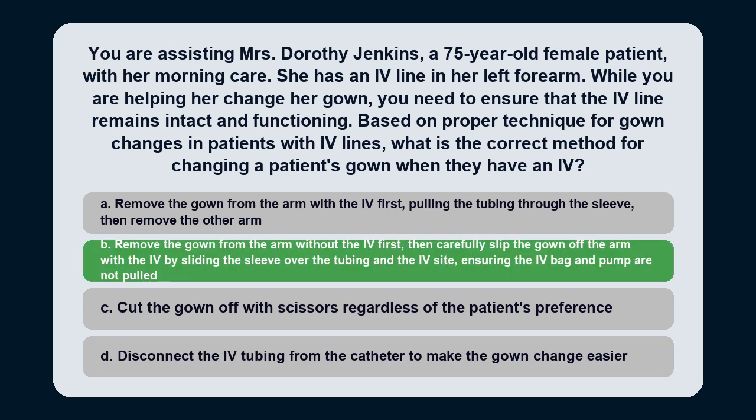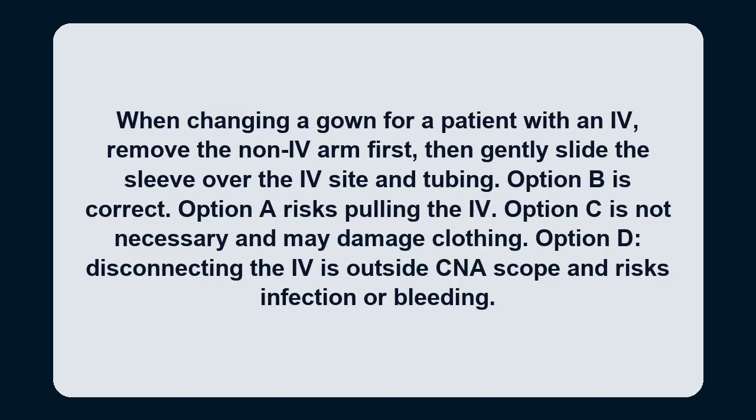The answer is B. When changing a gown for a patient with an IV, remove the non-IV arm first, then gently slide the sleeve over the IV site and tubing. Option B is correct. Option A risks pulling the IV. Option C is not necessary and may damage clothing. Option D. Disconnecting the IV is outside CNA scope and risks infection or bleeding.